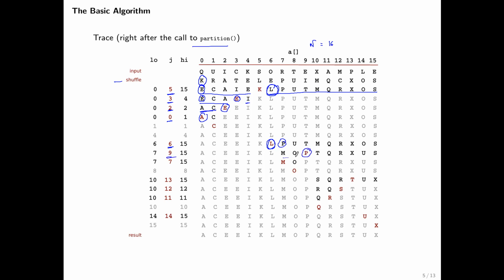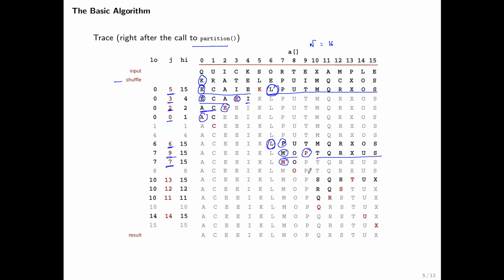And notice these two guys are less than or equal to p, all these guys are greater than or equal to p. And then we call sort recursively on the left and the right, and the call to the left is going to partition this array by picking this as the pivot, and that pivot ends up at j equals 7. And we call sort recursively to its left and right, nothing to the left, but on the right we just have this one element which ends up there.